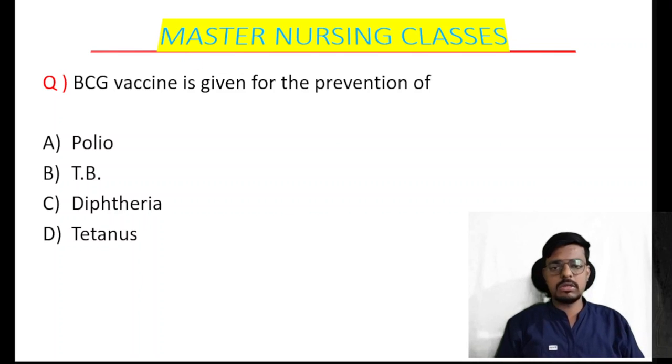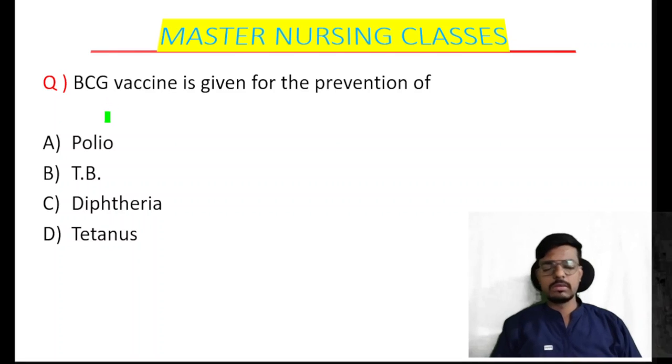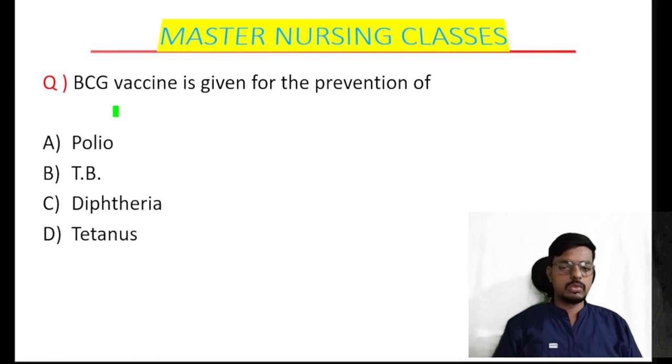Okay, here is the next question. Do read the question carefully and completely, then give your perfect answer. Students, very easy questions, you can quickly revise this one. BCG vaccine is given for the prevention of which of the following diseases? The given options are polio, TB, diphtheria, and tetanus.